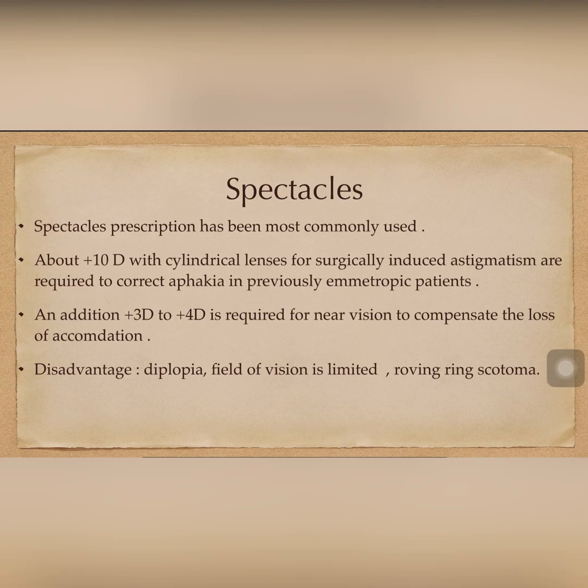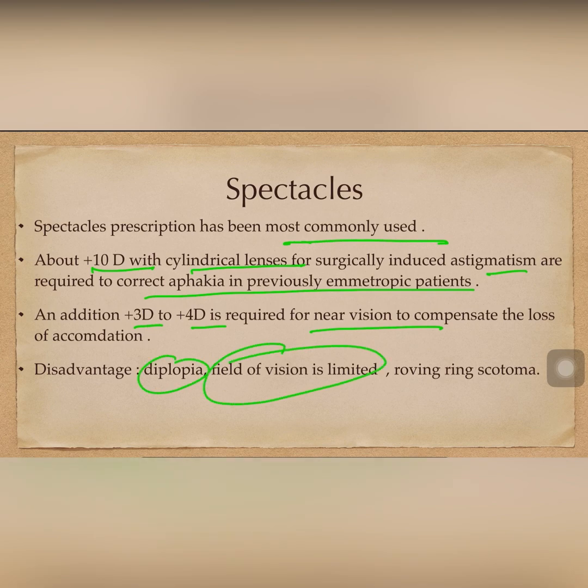Spectacles are the most commonly used nowadays. About plus 10 diopter with cylindrical lenses for surgically induced astigmatism are required to correct aphakia in a previously emmetropic patient. An addition of plus 3 or plus 4 diopter is required for near vision to compensate for the loss of accommodation. But the disadvantages of spectacles are there would be diplopia, which is double vision. Field of vision would be very limited, and there would be roving ring scotoma present.